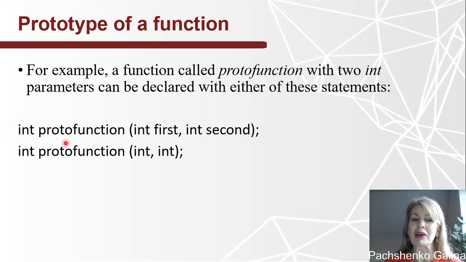We may take this statement where we have the name proto-function, int the type of the return value, and the name of the first parameter is first, and int the type of this parameter, and the name of the second parameter is second, and int is the type of this parameter. Or we may take this line without the name of the parameter, there's just types.